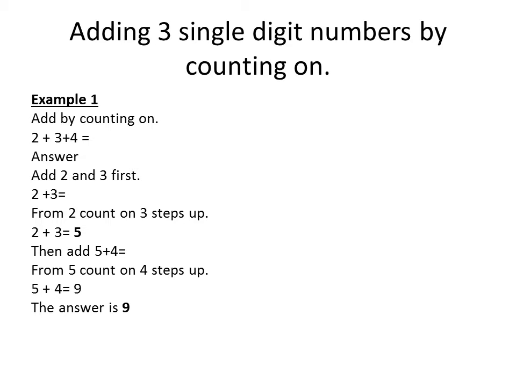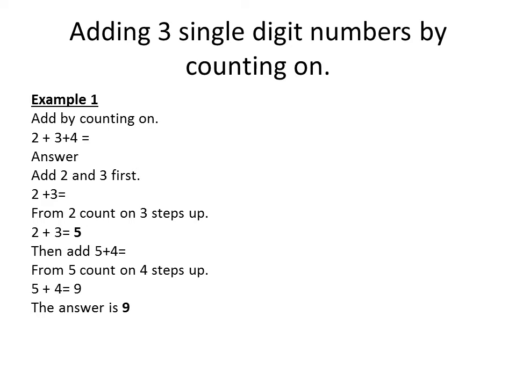Now, remember, we were adding 3 single-digit numbers. We have added 2 plus 3, and we are remaining with 4. After getting 5, we now add the remaining number, which is 4. Then add 5 plus 4. This 5 is the one that we got after adding 2 plus 3, and we are adding it with the last number, 4, that was remaining.